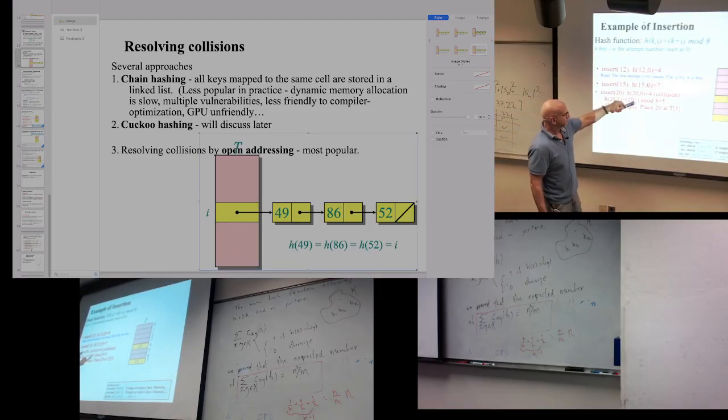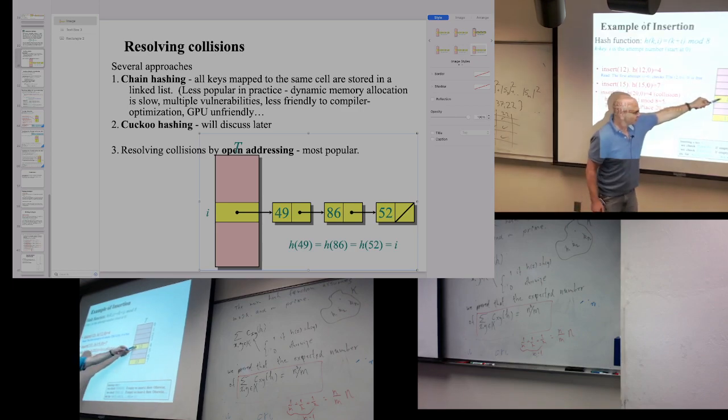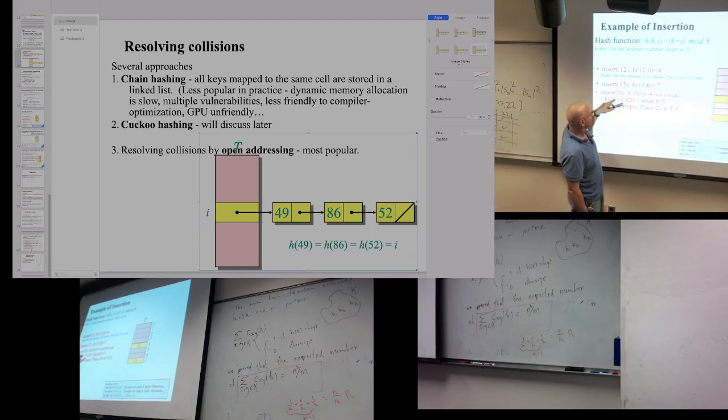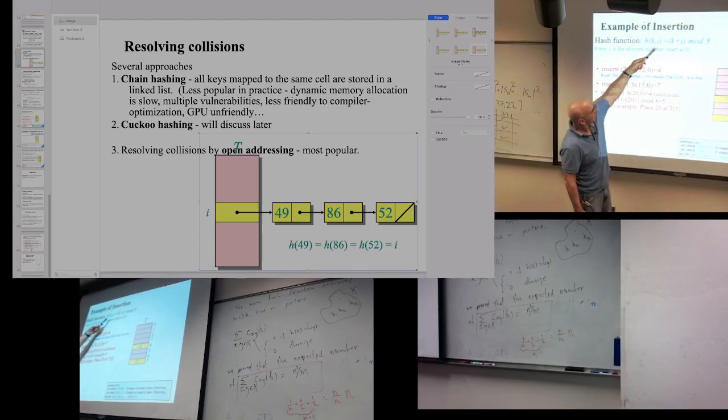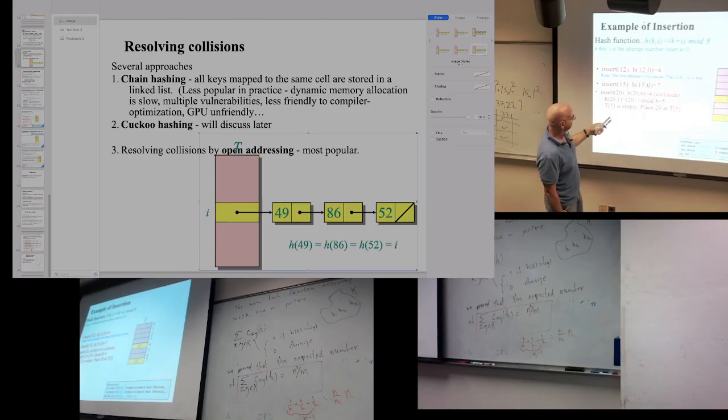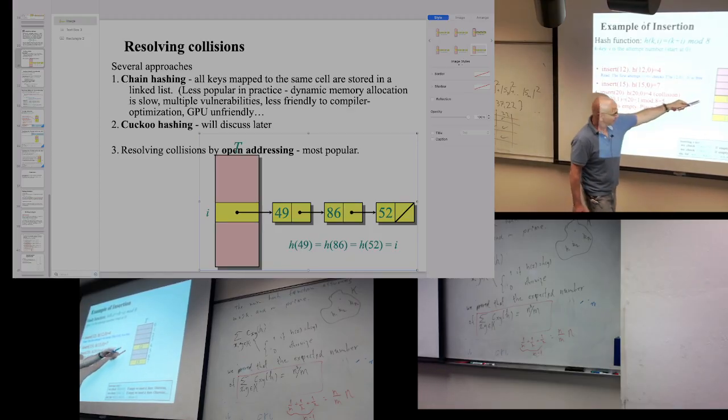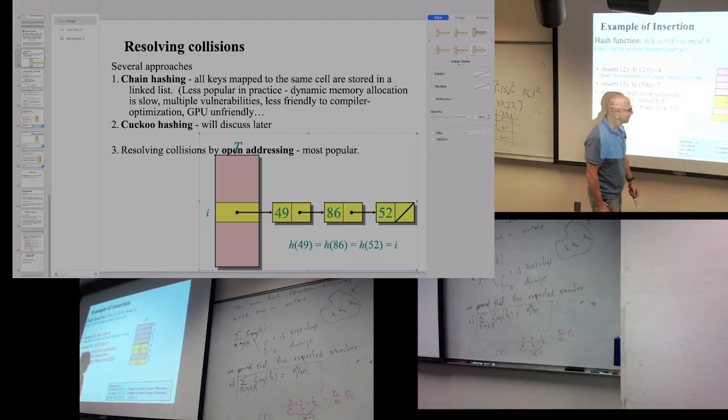Insert 20. h of 20, comma 0 is 4. I'm going to cell 4. And oops, there is somebody living there already. So I'll try my second trial with i equal 1. Second trial, h of 20, comma 1 is what? 20 plus 1 modulo 8. Gives me 5. So that's where 20 is going to appear.